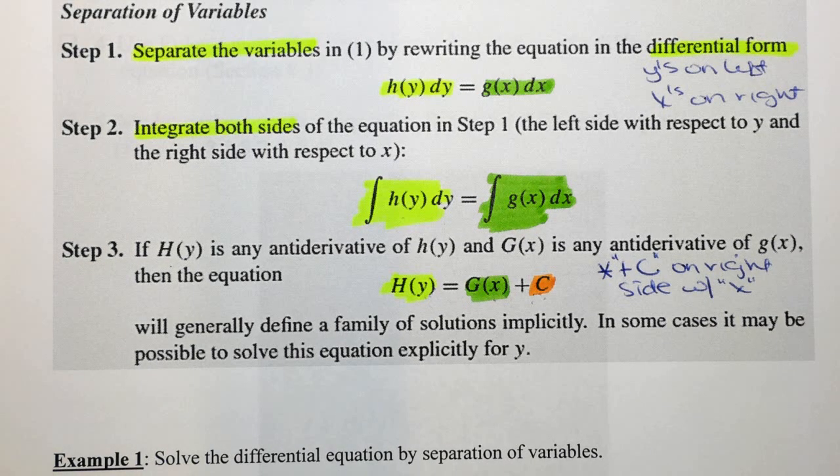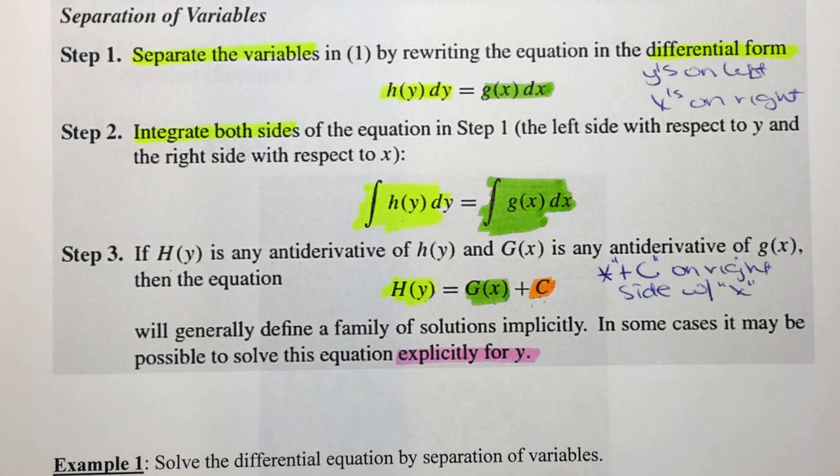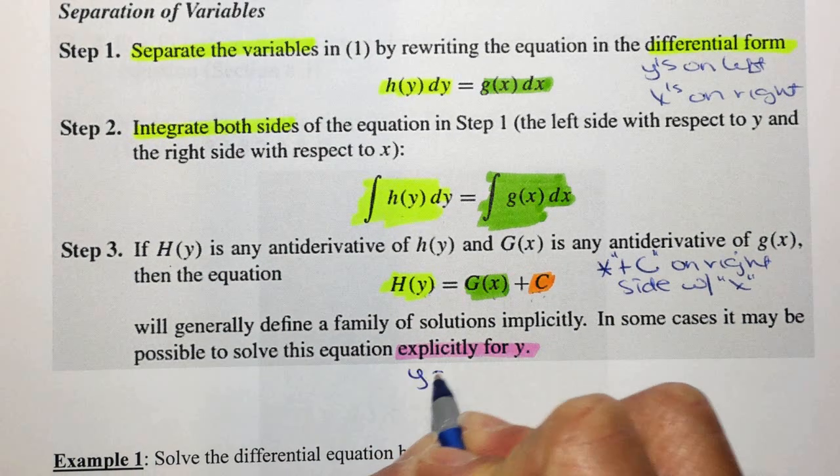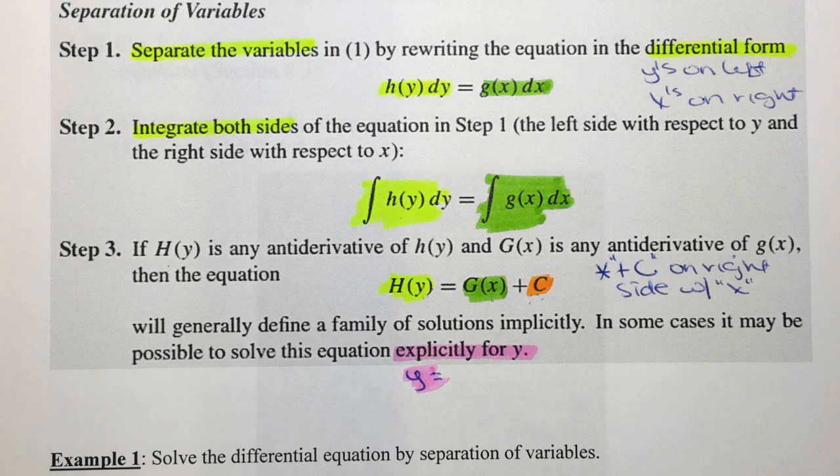And then typically you are going to be asked to solve the equation explicitly for y. And what that means is you're just going to write it as y equals. Okay, that's what that means. Okay, y is going to be equal to something, some equation. So you'll solve for y.